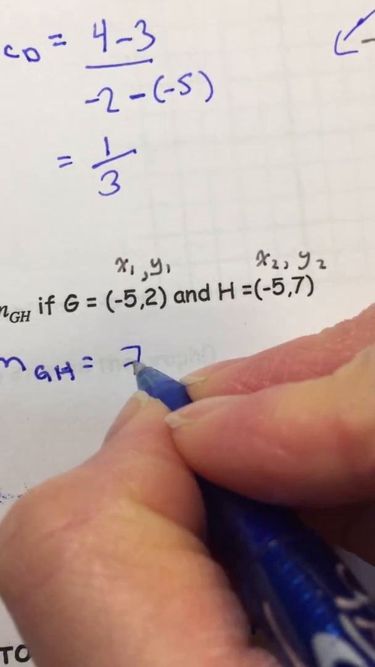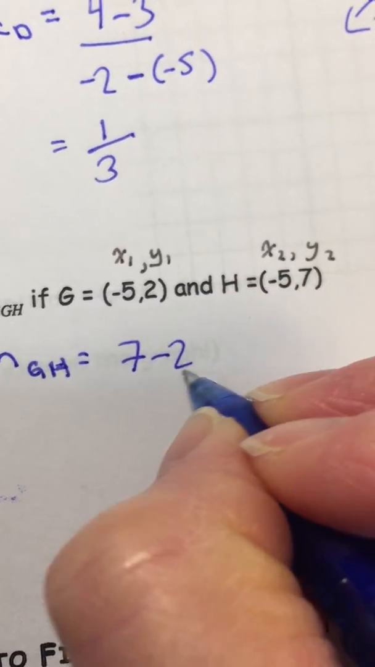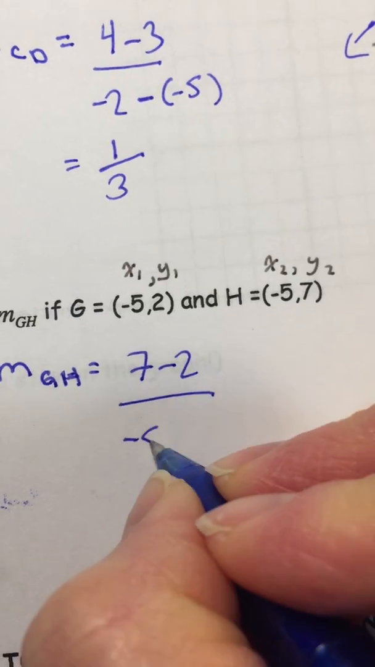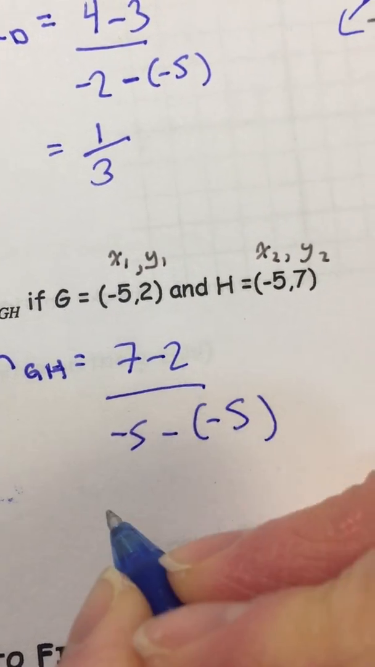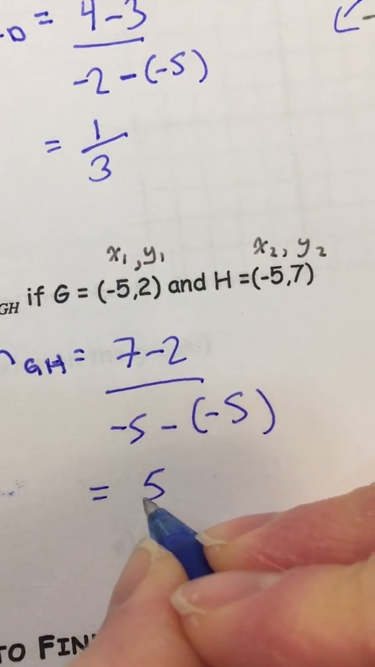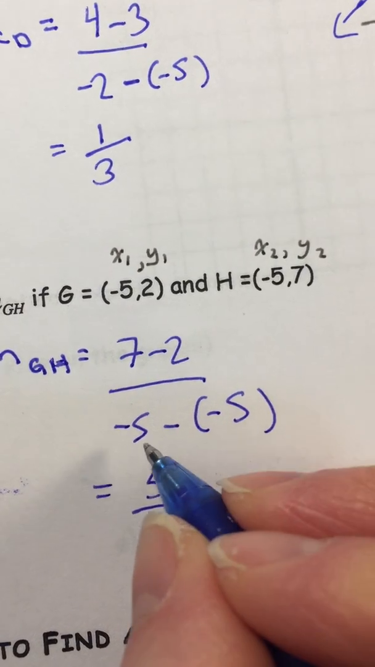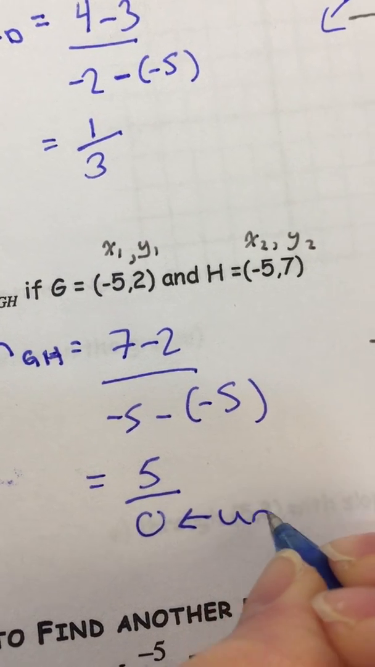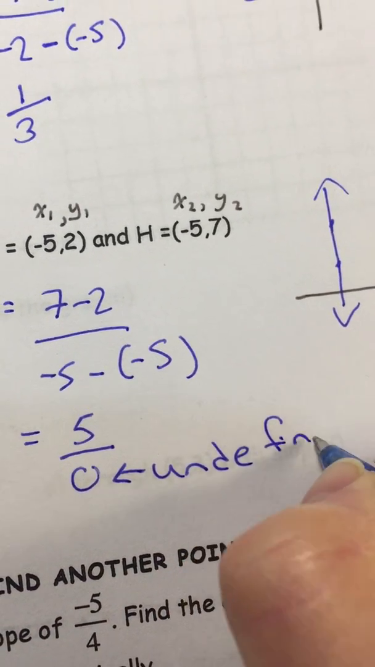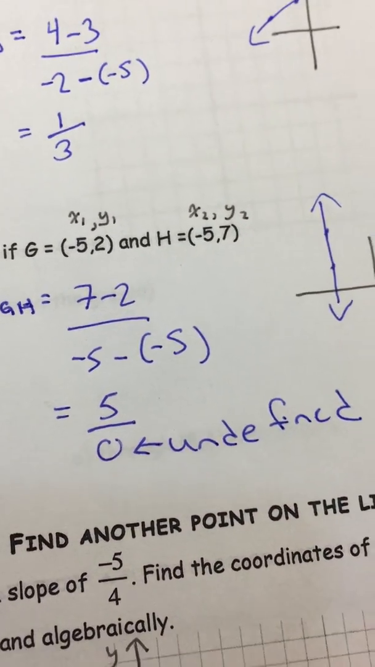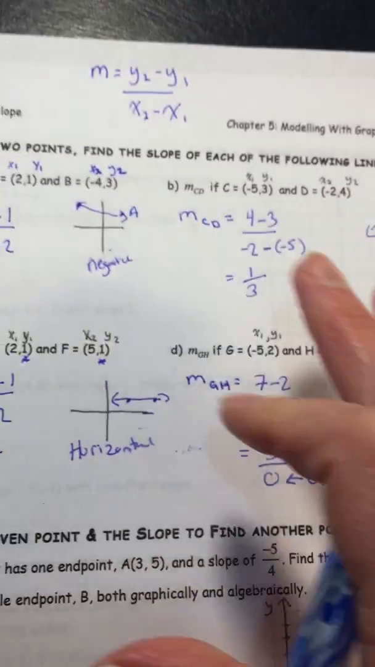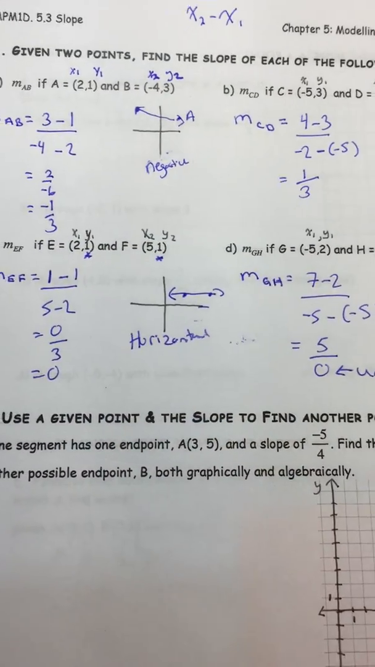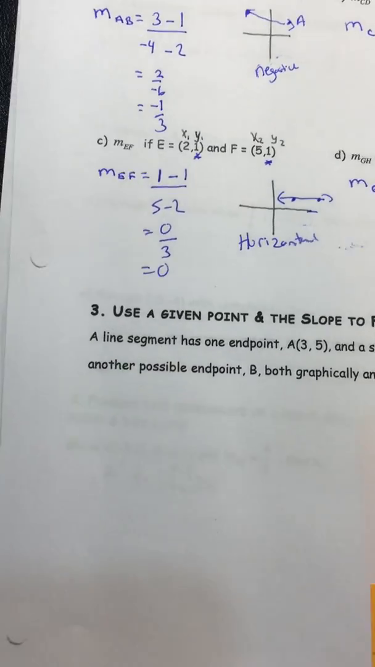7 is my y value. Subtract y1 is 2, and then I got negative 5 minus 5. So I get 5 over negative 5 plus 5 is 0. Undefined, which is what we were expecting. So drawing a sketch will help you, just to catch errors, or at least make sure you feel confident that you're getting the right answer.